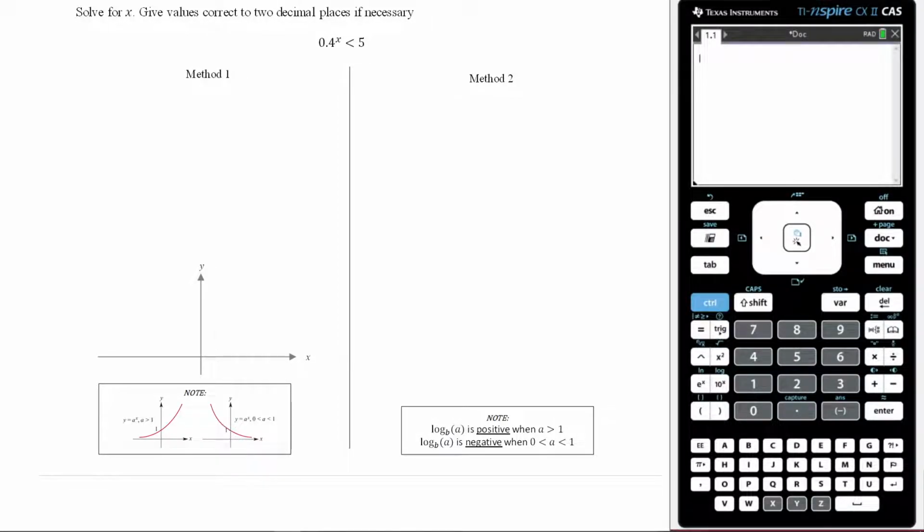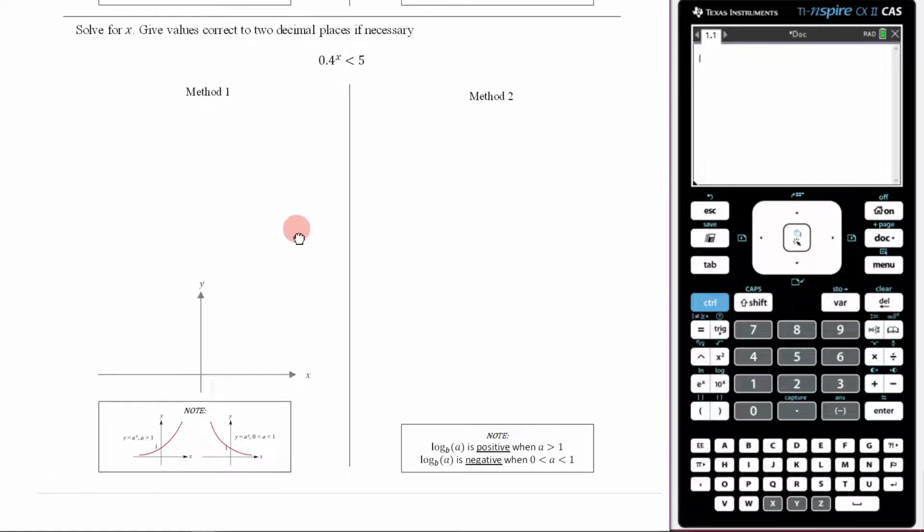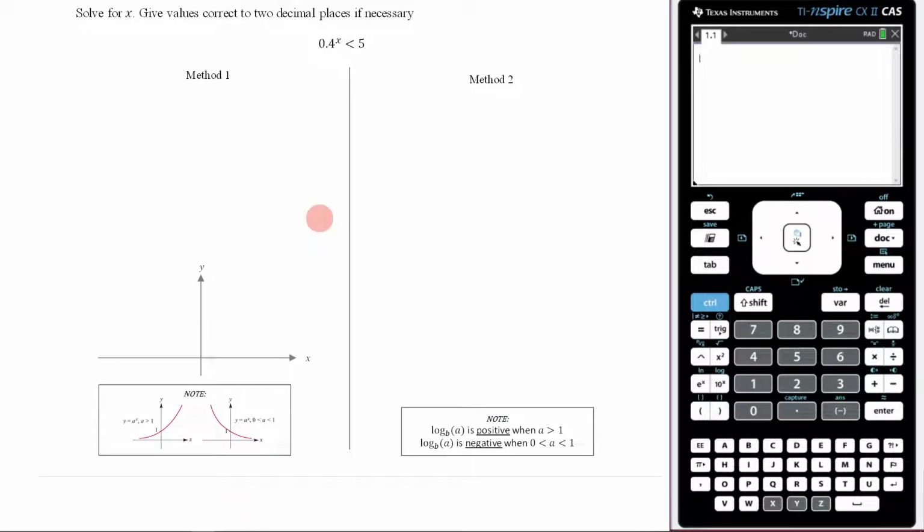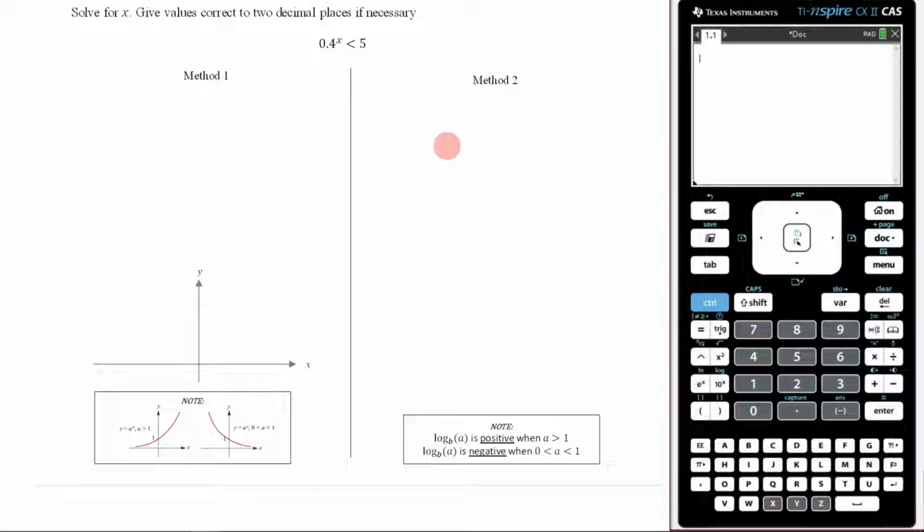We're now going to answer another exponential inequality question. So you might like to pause the video and see if you can do this one for yourself. I think it's a really great idea to give it a crack before watching me do it. All right, we're now going to jump into it.